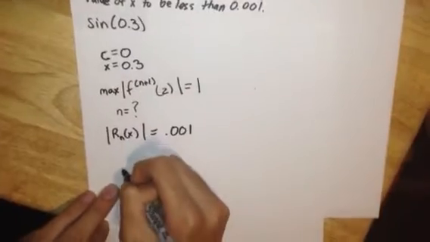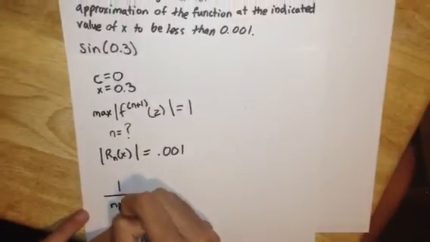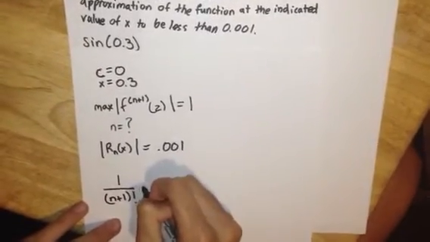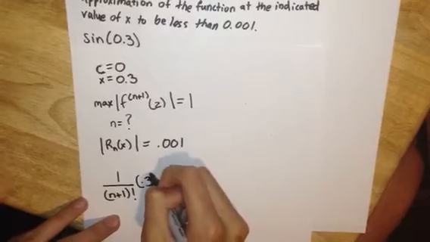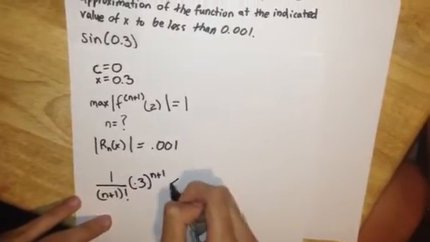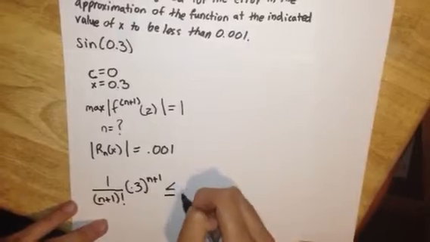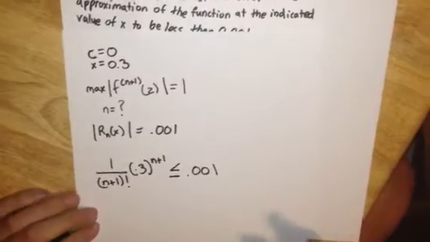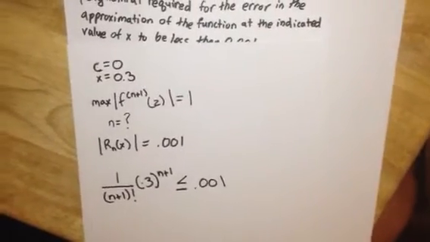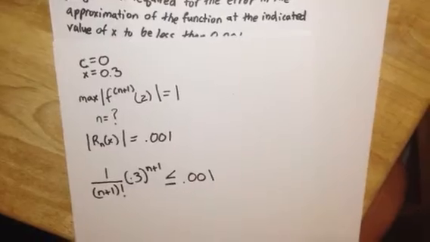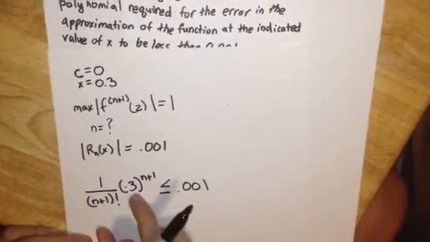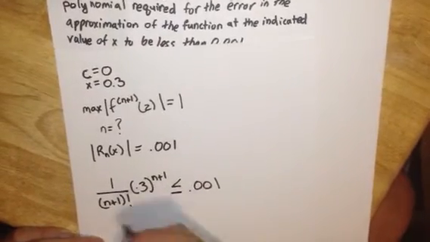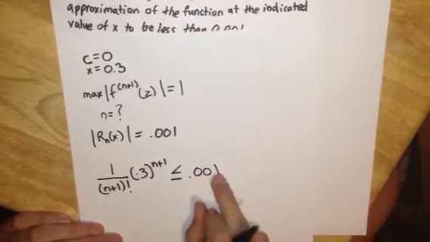So we know that 1 all over (n+1) factorial, times 0.3 to the n+1, needs to be less than or equal to 0.001, right? So now, by trial and error, you just need to plug in different n's, so 1, 2, 3, 4. You should get something that is less than or equal to 0.001. So the first n that you get that's less than 0.001 is your answer.